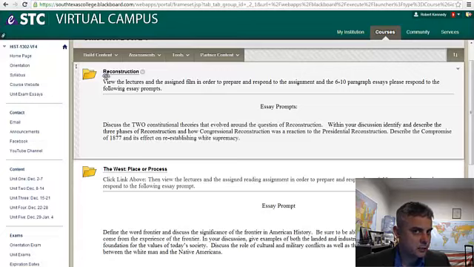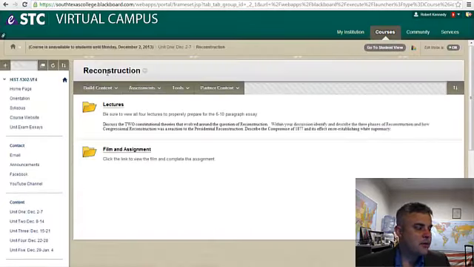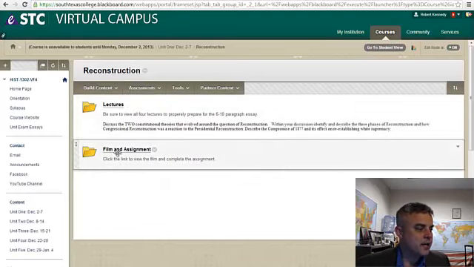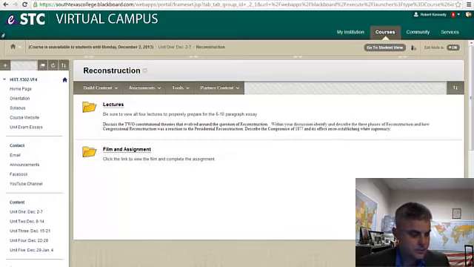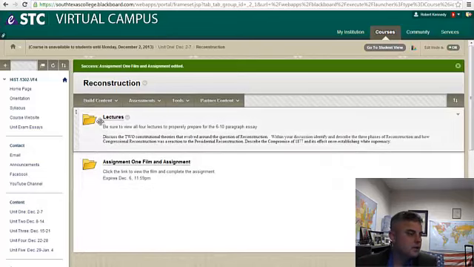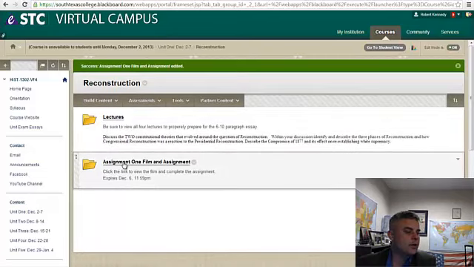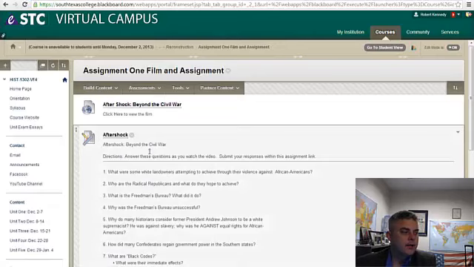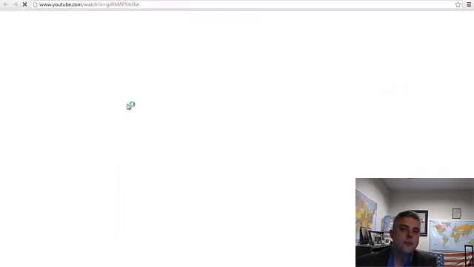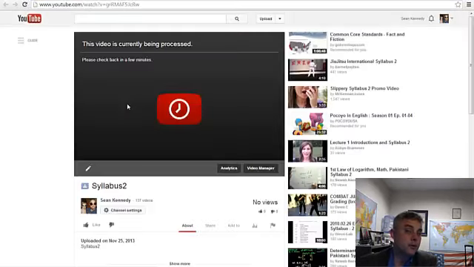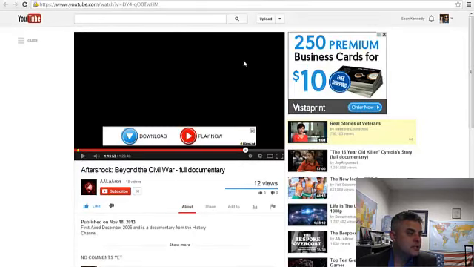All right, so let's click Reconstruction and see what's in here. Now the Reconstruction content, this one is the only one that will actually have an assignment associated with it. This is assignment 1. Let me label this right here real quick for you. So let me just click this real quick. You're going to click here, and what this will open up into is a documentary on Reconstruction. And so you'll watch this.